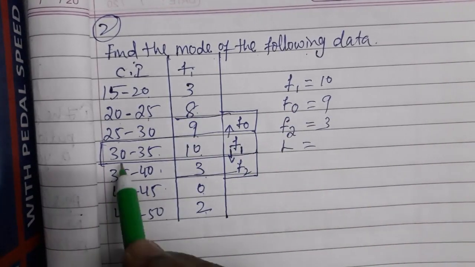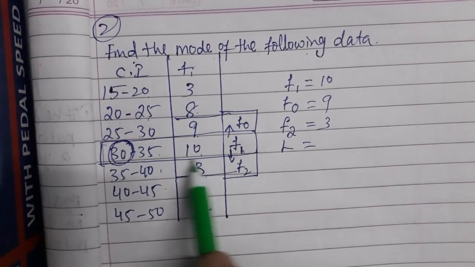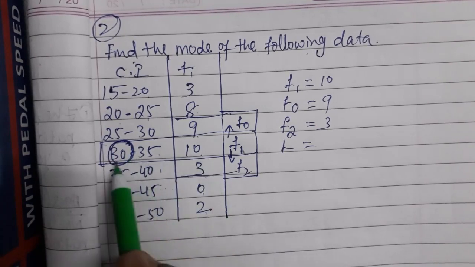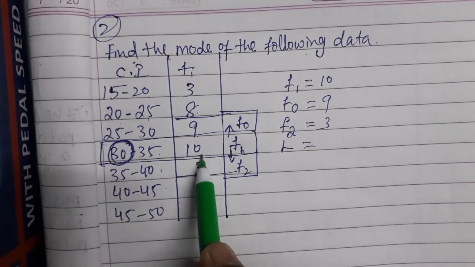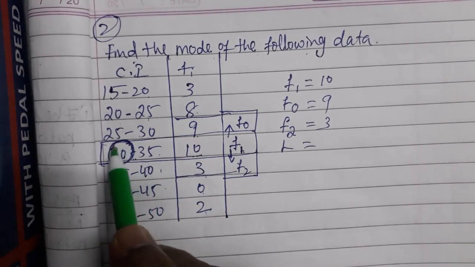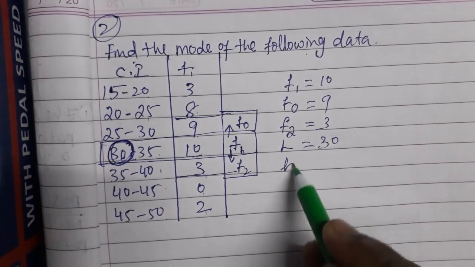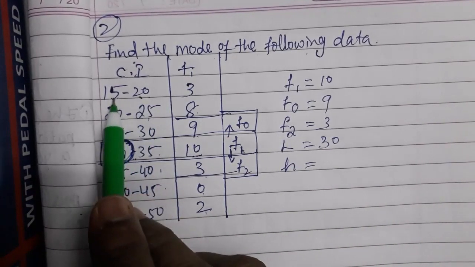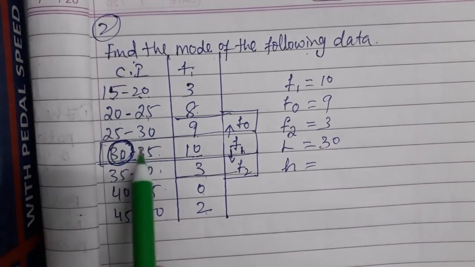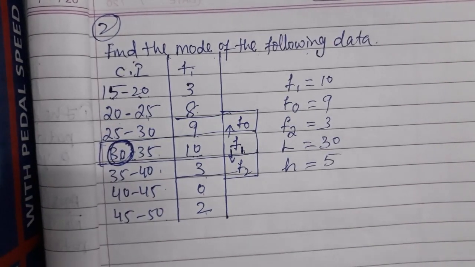Afterwards you need L. L is the lower limit of the modal class. Highest frequency is important. That is the modal class. Modal class means the class interval which is having the highest frequency. The lower limit of this class interval is L. 30. Afterwards H. 20 minus 15 is 5. 30 minus 25 is 5. So the size of the class interval is 5.